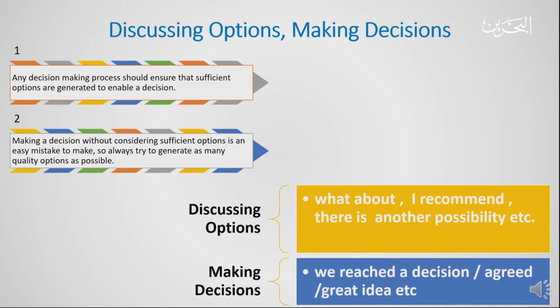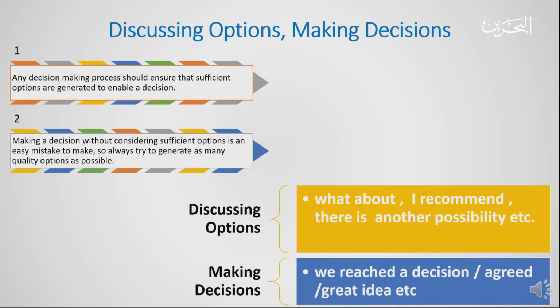Making the decision without considering sufficient options is an easy mistake to make. So what is the solution? It's to always try to generate as many quality options as possible. If you want to discuss options or make decisions, you have here some examples of useful words.